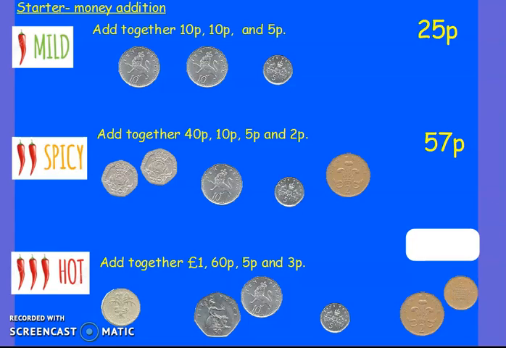57p was the answer. And the hot challenge asked you to add £1, 60p, 5 and 3p. The answer was £1.68. Give yourself a tick if you got those correct, or a dot if you got them wrong this time. Don't worry, we'll be practicing these skills as we go through the week. Let's get cracking with the next part of the lesson.